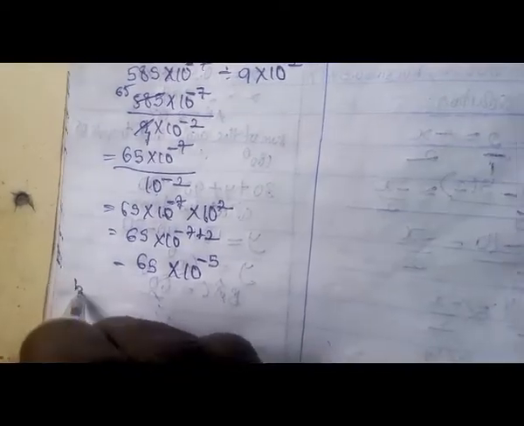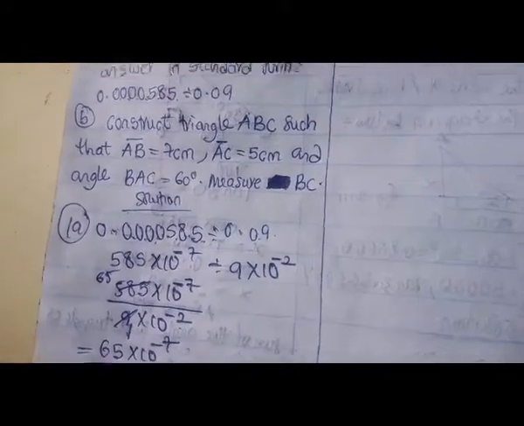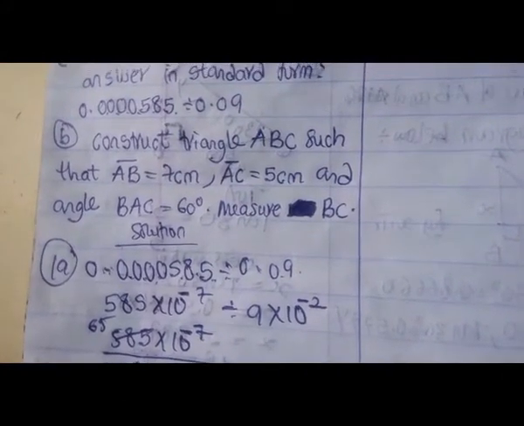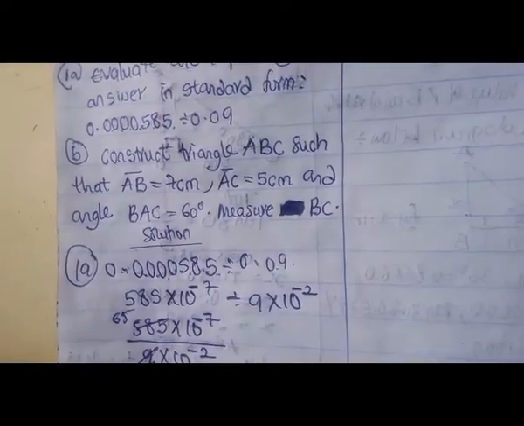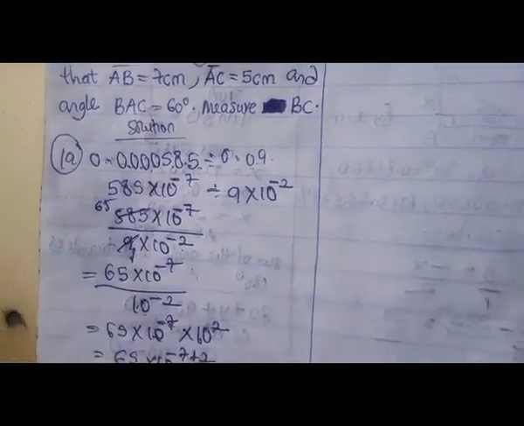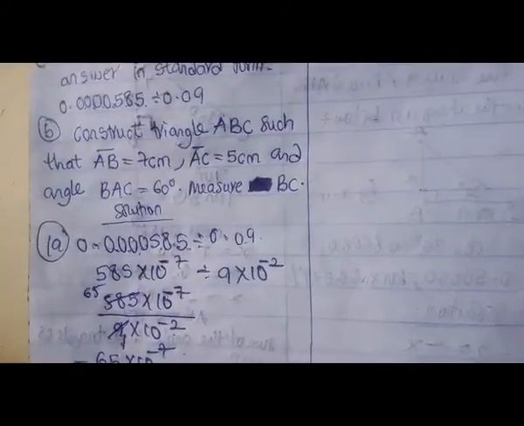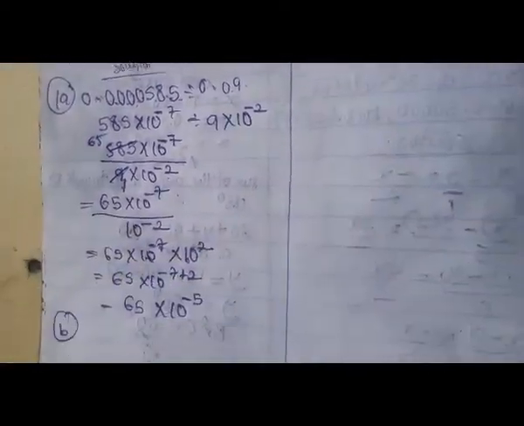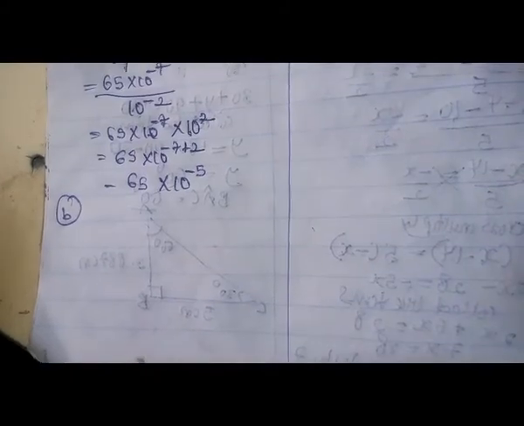So the second question says, construct triangle ABC such that AB is 7 cm, AC is 5 cm, and angle BAC is 60 degrees. Measure BC. To do this, you need your pencil, your protractor, and your compass. When you are doing your own, you will use your protractor, your compass, and your pencil. But I'm going to explain how you are going to do it.